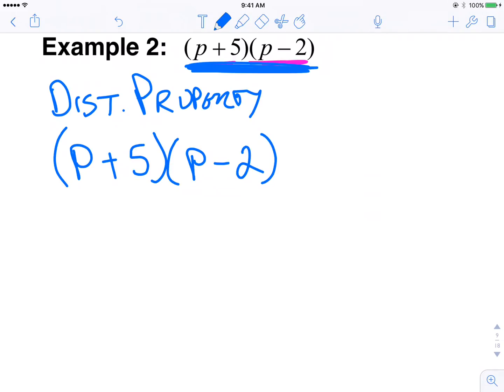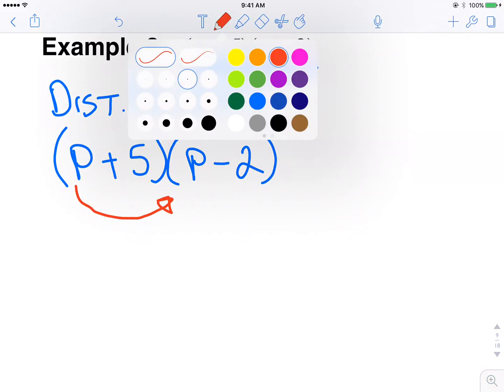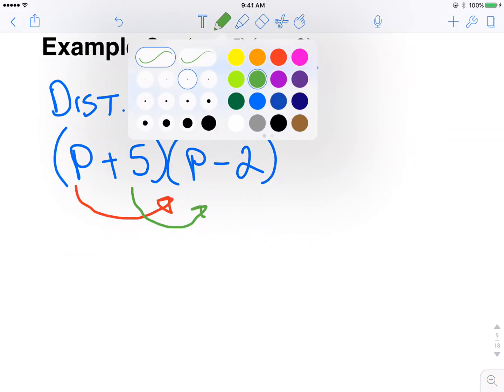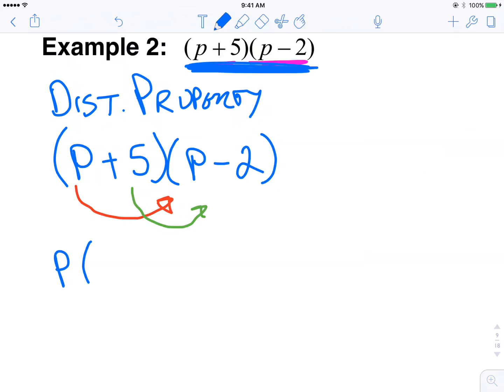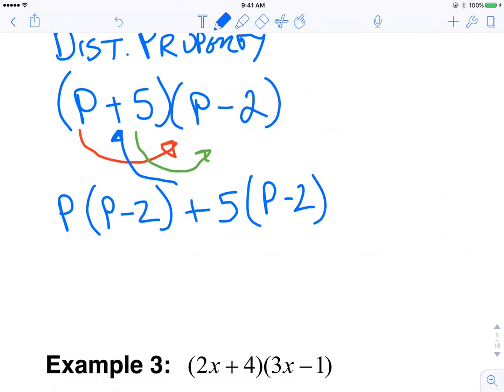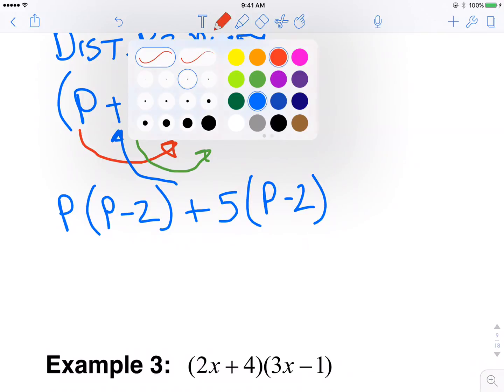With distributive property, we have to remember this is what we're trying to do. We're trying to take this p and multiply it by this binomial, and then in our next step we want to take that 5 and multiply it by this binomial. So it's written out as p times p minus 2 plus, and it's plus because this is a plus, 5 times p minus 2. So we expand that.